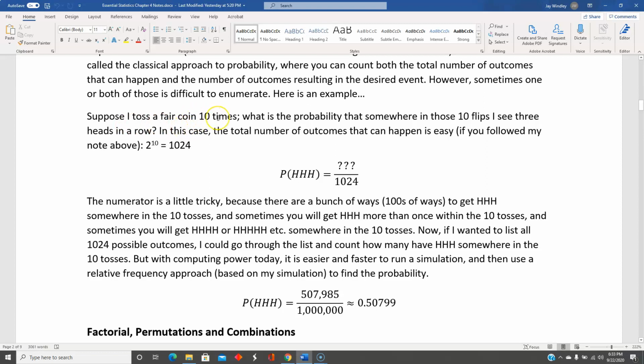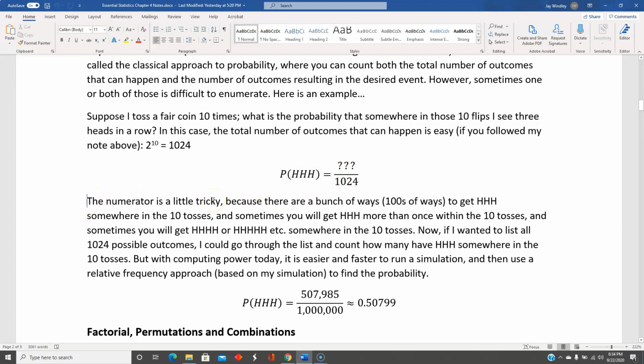So tossing a fair coin 10 times, there's 2 things that can happen on the first toss, 2 things that can happen on the second toss, and so on. So 2 times 2 times 2, 10 times. 2 to the 10th power is 1,024. So there's for sure 1,024 things that can happen. But this is going to be a long problem if I list all 1,024 things that can happen.